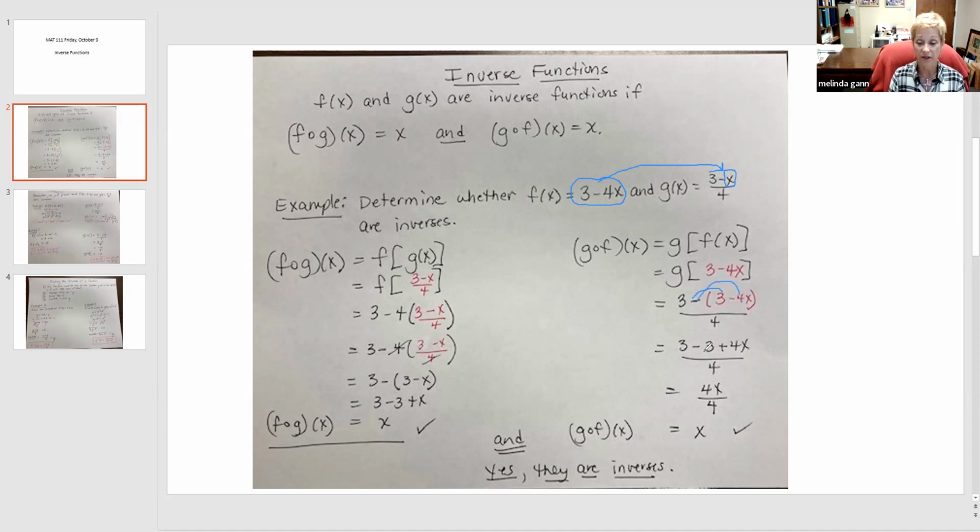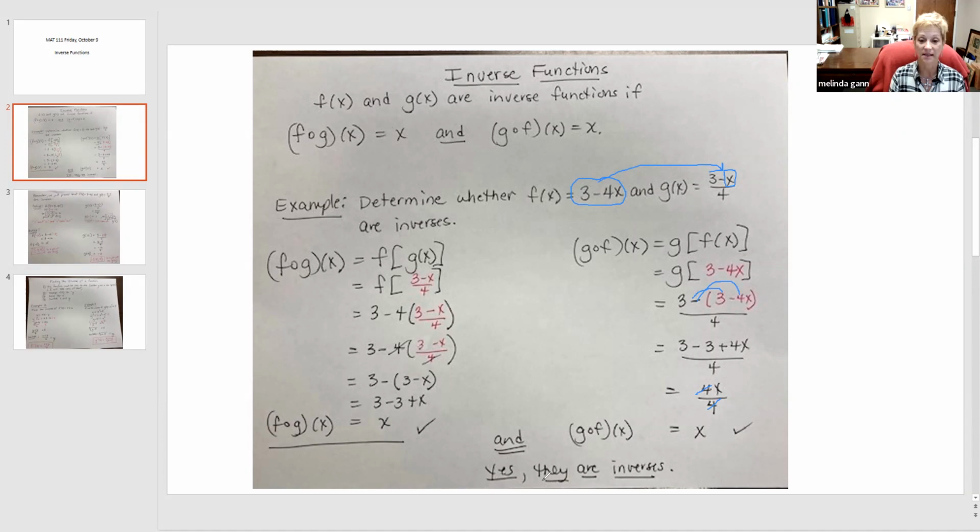Well, 3 minus 3 is 0. So 0 plus 4x is just 4x. And then what's 4x divided by 4? Won't those 4s go out and just leave me x? So again, I did g composed with f of x and got x. So I go back up here. I did it both ways. F composed with g and got x. Check. I did g composed with f and got x. Check.